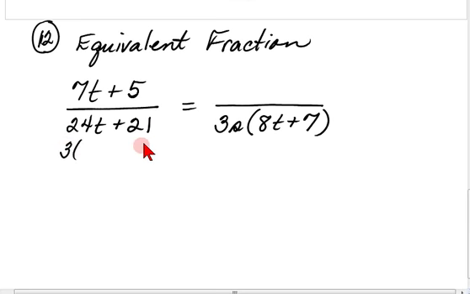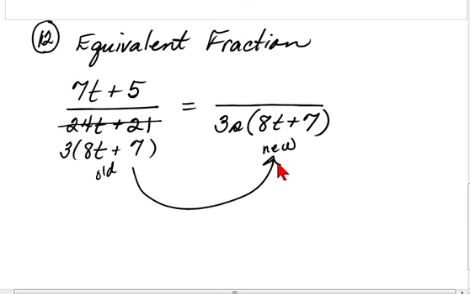So it'll be 3 times, 3 goes into 24t, 8t times, 3 goes into 21, 7 times. Okay, that would have already happened before this stage of the problem you were asked to do. This is your old denominator. This is your new denominator.